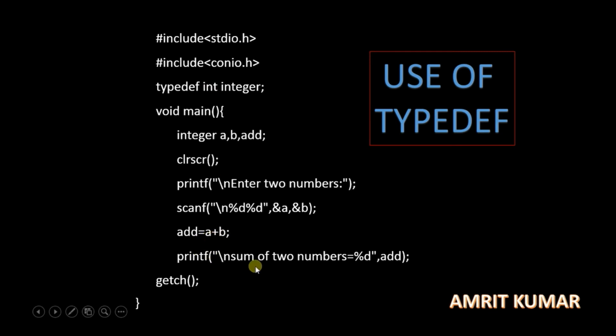After this I am using the printf function to display the sum of two numbers, and because the sum of the two numbers is assigned in the add variable, therefore I am writing add here. So this is going to be replaced with this format specifier, and the number is going to be printed on the screen. So this is the main working principle of the typedef, or we can say the use of typedef in C language. We can define our own variable of primitive data types.